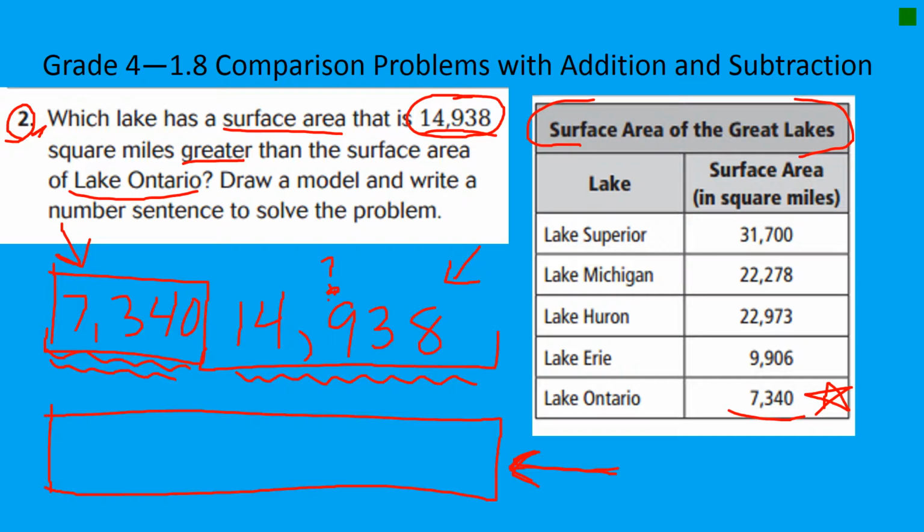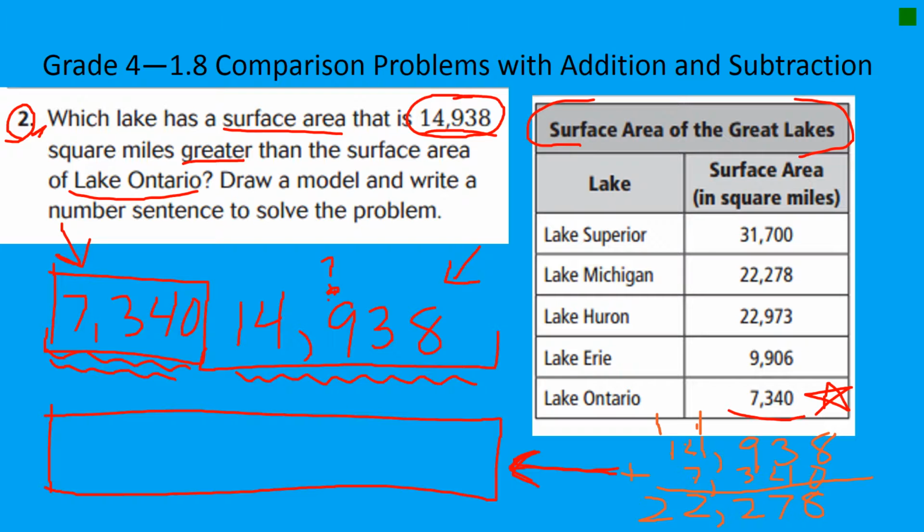I didn't really leave myself very much space here, did I? I'm going to squeeze it in down here. 14,938 plus 7,340. 8, 7, 9, 10, 11, 12. 2, regrouping. 7, 8, 9, 10, 11, 12. Regrouping. And then 1 plus 1 is 2.